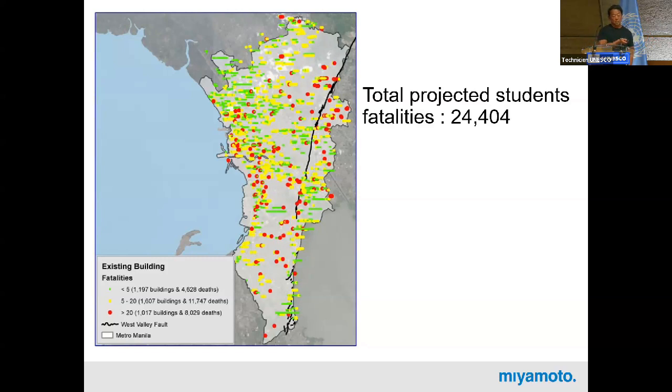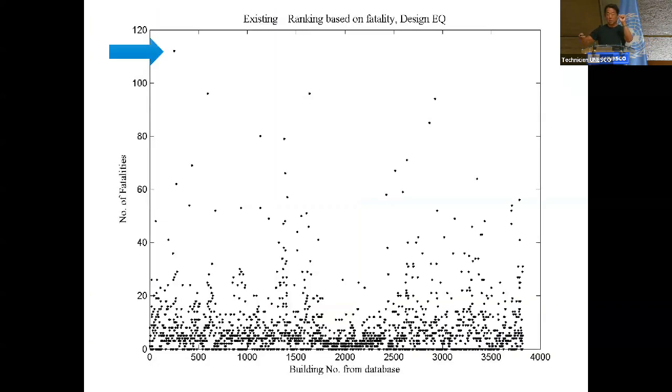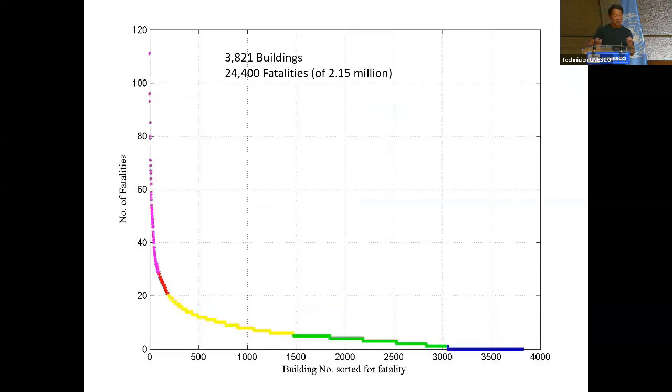So we're still looking at a little more details. This is building number 1 to building number 3,800, and the vertical axis shows the number of fatalities. You can see that some schools kill more than other schools. So the concept here is that if you take out those bad apples, maybe we can reduce this fatality a lot. If you fix about 5% of the building stock, about 200 buildings, it cut down the fatality by about 6,000 to 7,000 students. Huge dent, right?